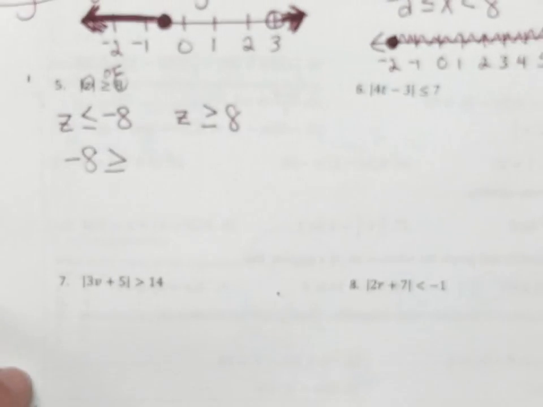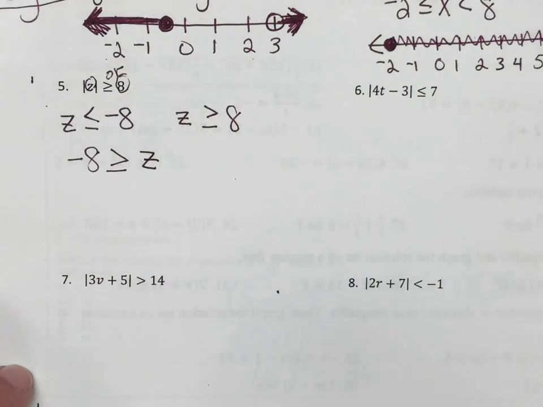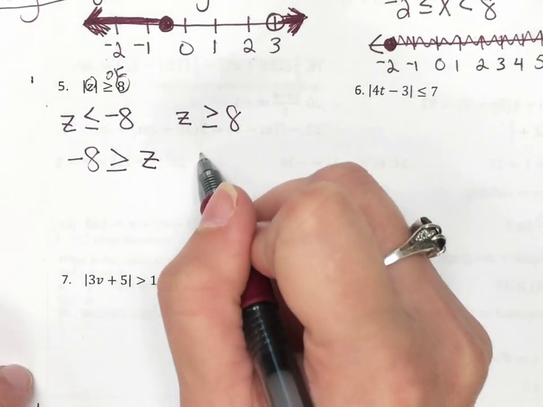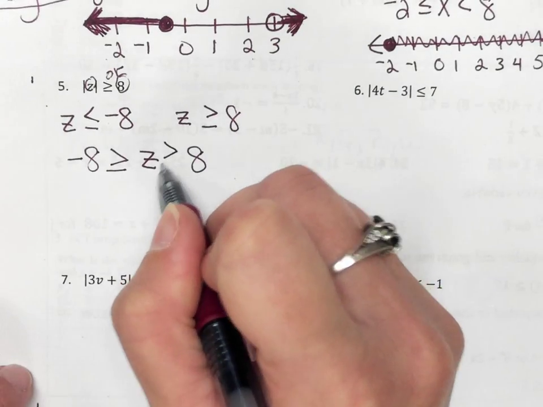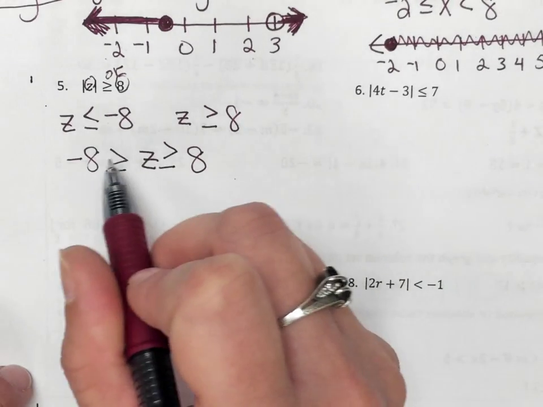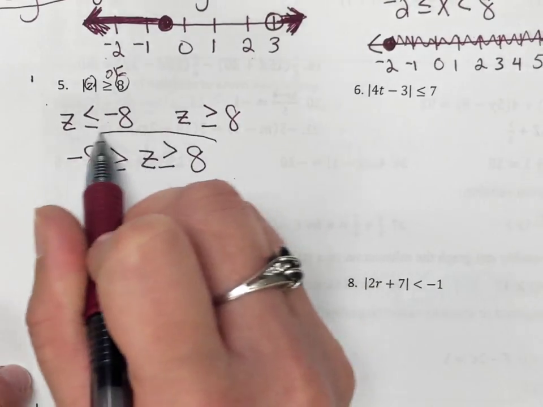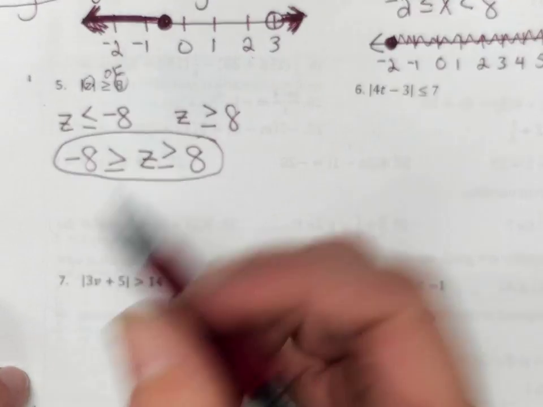Alright, so you've got your -8, and that mouth was open to the -8, so you keep it open to the -8. The z's tie them together, and for your +8, your mouth is closed to the +8, so you keep it closed. They've got to be pointing in the same direction when you write your compound, or you did something wrong. Alright, so let's graph it.